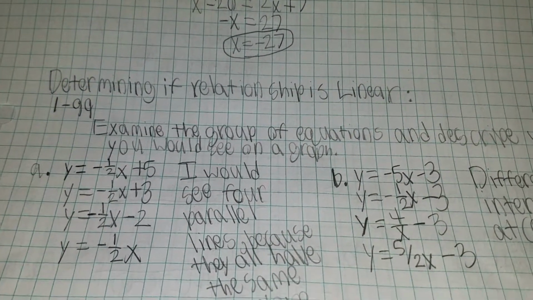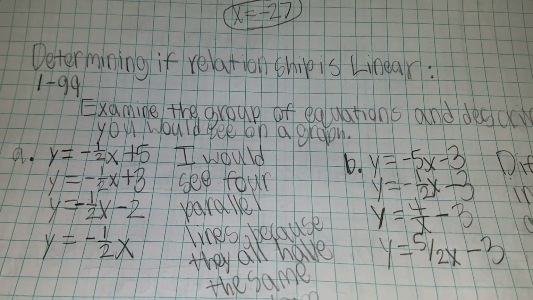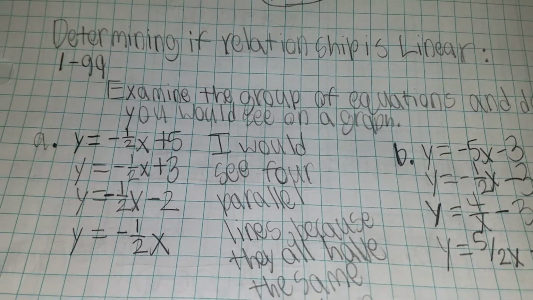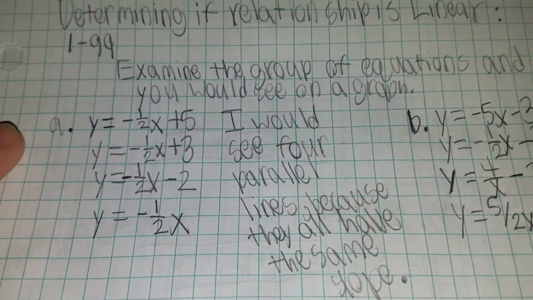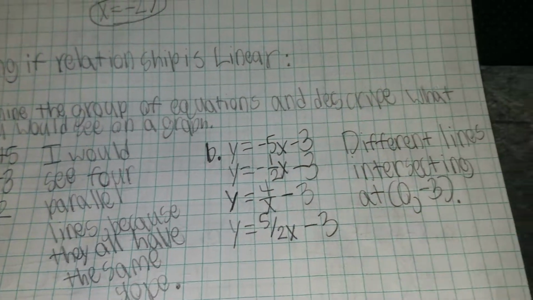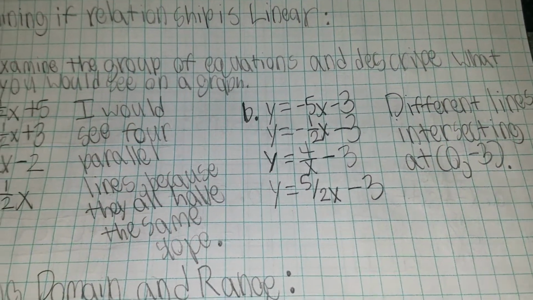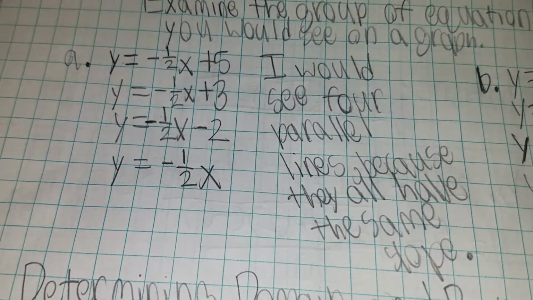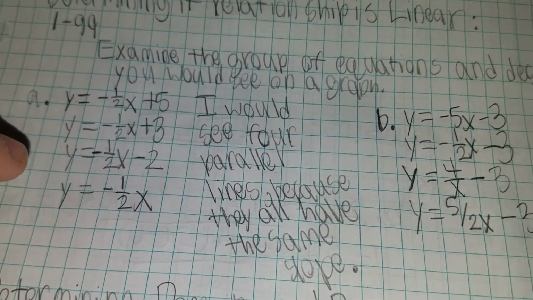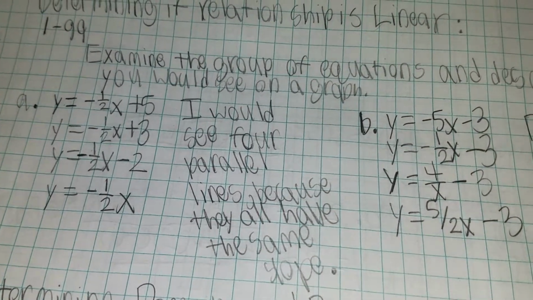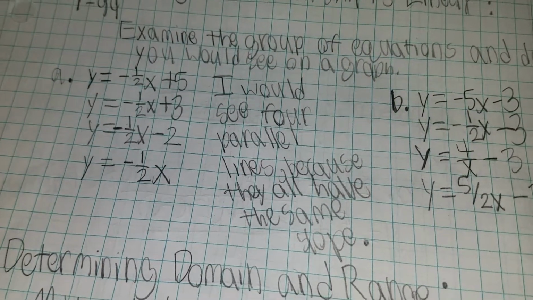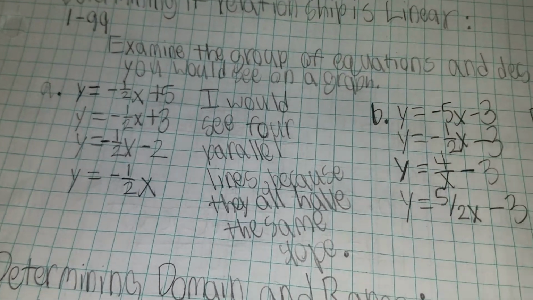The second question of the 5 that I have is determining if relationships are linear, and I have question 199 here. Examine the group of equations and describe what you'd see on the graph. As you can see, all of the equations right here have the same slope. So on the graph, you'd see that all 4 are parallel. It would just be 4 parallel lines.